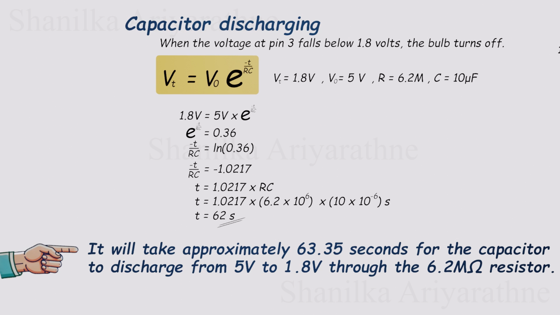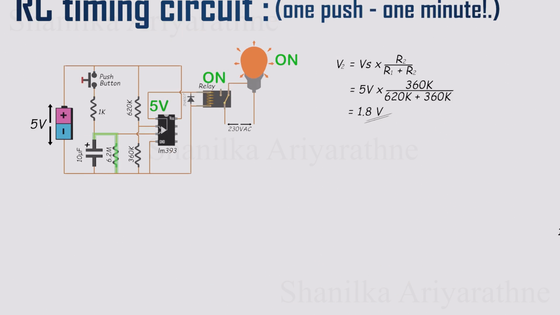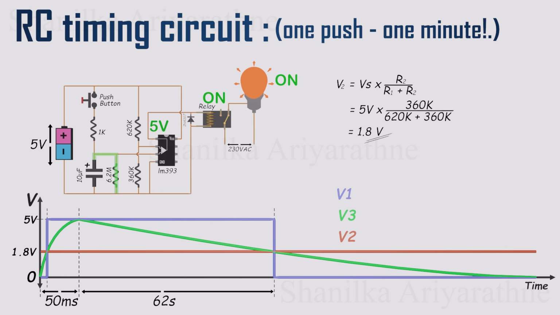the 6.2 megohm resistor. We can show the voltages V1, V2, and V3 on a graph like this. When the button is pressed, you can see that V3 jumps up to about 5 volts within just 50 milliseconds. If you look closely, you'll notice that V3 actually crosses over V2 almost immediately, even before it fully reaches 5 volts. So the relay turns on as soon as the button is pressed.